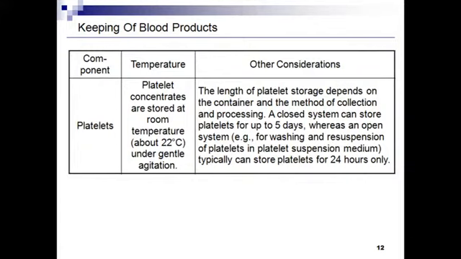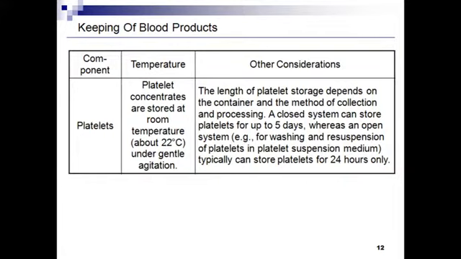Platelet concentrates are stored at room temperature. Temperature should be about 22 degrees under gentle agitation. In special machines, in a special technical environment, bottles with platelets or hemacones with platelets should be gently agitated during keeping at room temperature. The length of platelet storage depends on the container and the method of collection and processing.